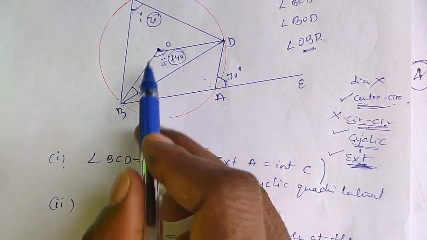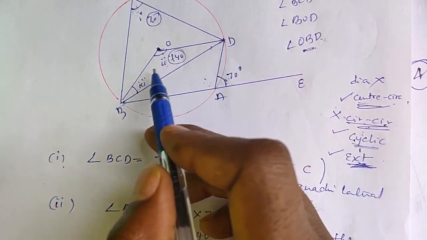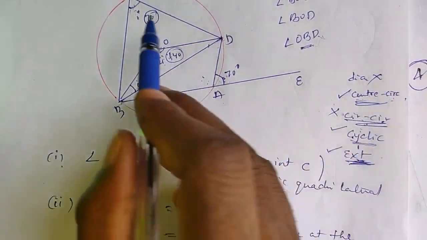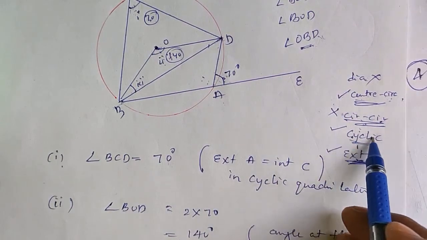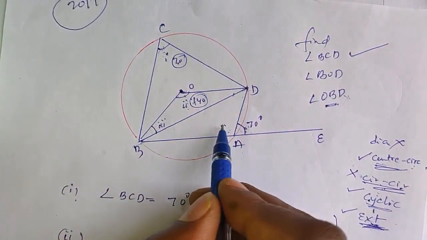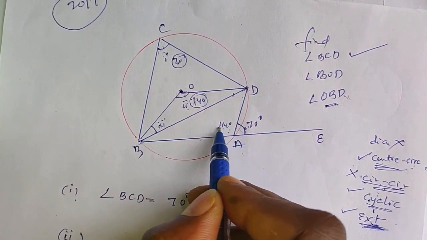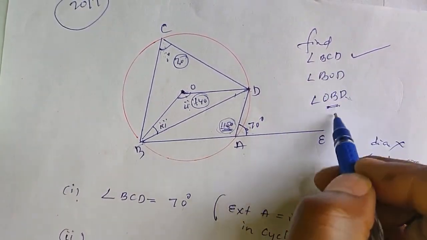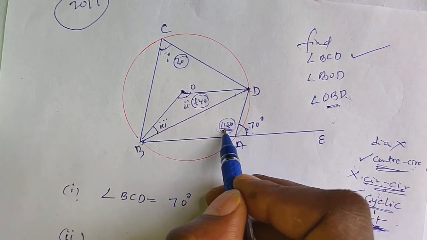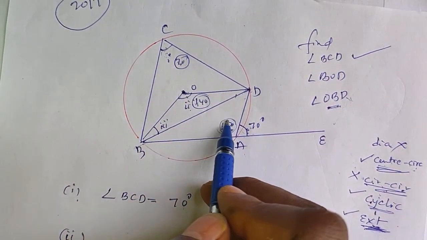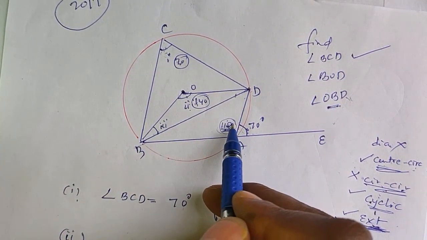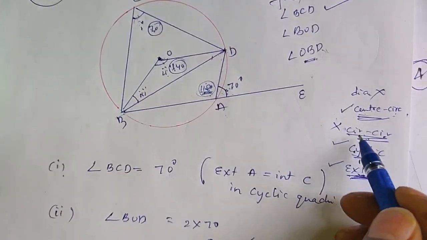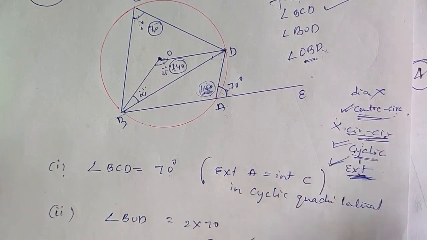OBD, how to find it? See, to get OBD, I cannot use this theorem, because center and circumference are already used. Cyclic quadrilateral, here 70, here I can write 110 degree. But no use, because this angle is not asked here to find out. So here 70 and 110 degree we know, but this angle is not asked. Know what to do, leave it. Then 140, this theorem also used, even exterior angle all are used.